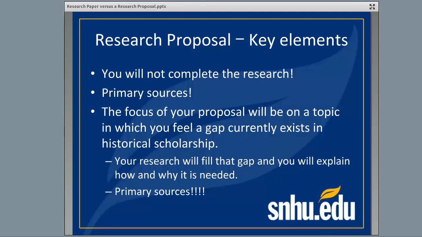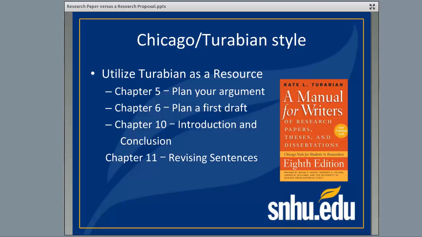So if we take this concept of the research proposal and wrap it up, what we're looking at is you are making the case for research that is needed by identifying your source material, by identifying how that research should move forward and what it would look like. And your research proposal is the basis for the need for that research as you would move forward into that next step of writing the paper and completing the research.